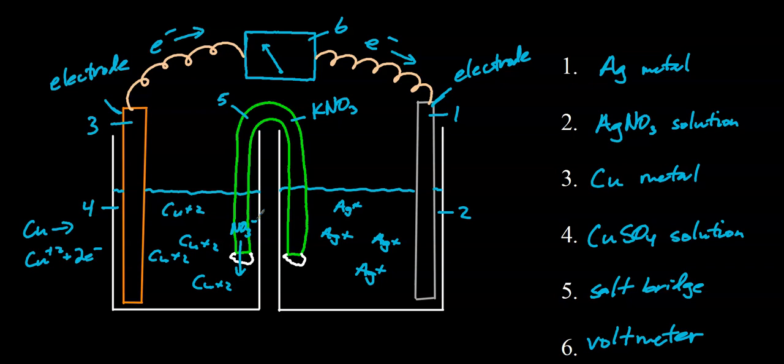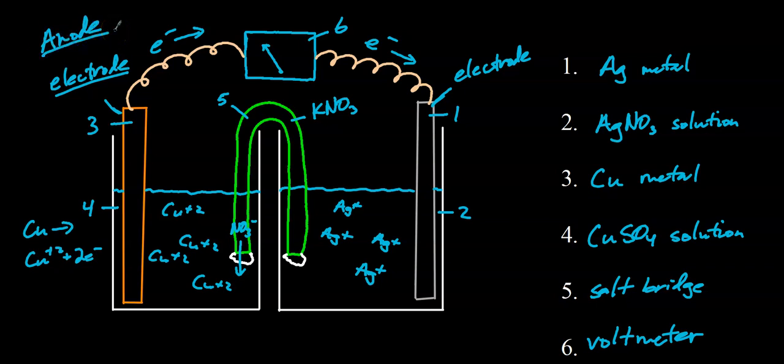Now, going back to this, each electrode has a name. Remember, there are two types of electrodes: we have the cathode and the anode. Which electrode is the copper? Well, it's the electrode where oxidation occurs. This is the anode.